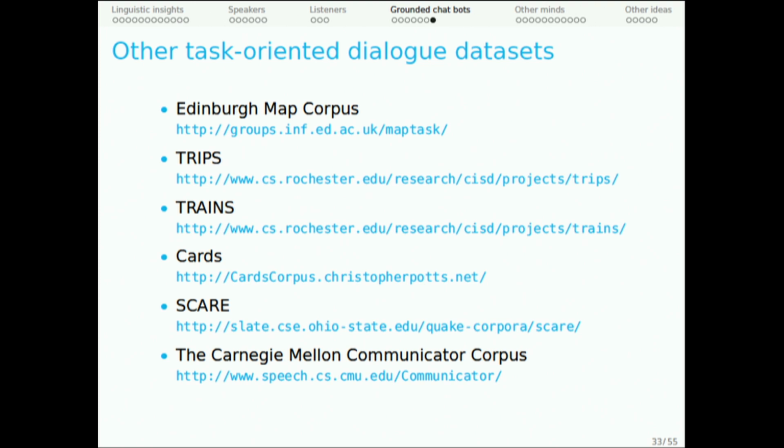Back down to earth. If you're interested in these problems, here's a bunch of other data sets. Some of these are pretty hard, but there are also instances of doing task-oriented dialogue, and I think you could have a lot of fun exploring with them.